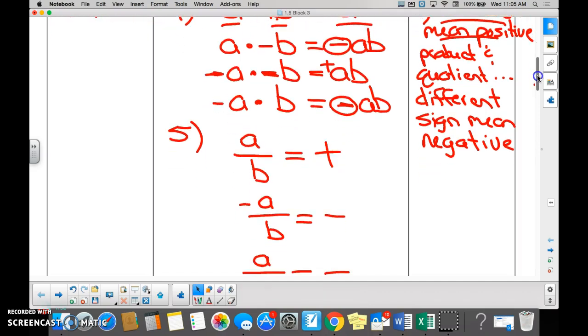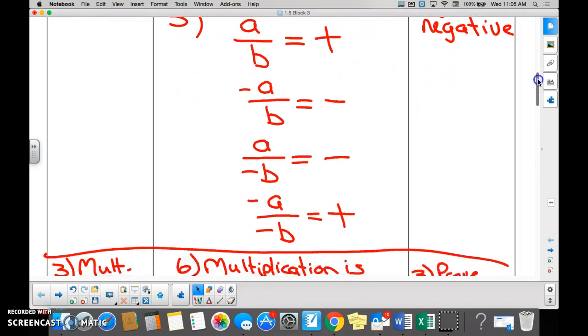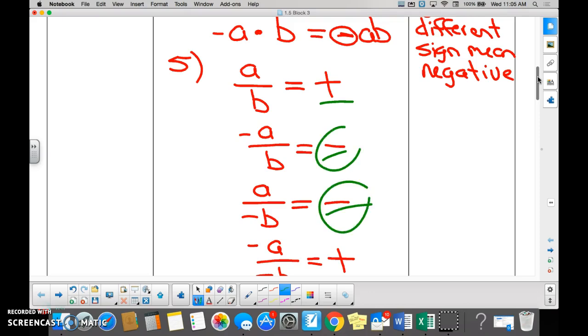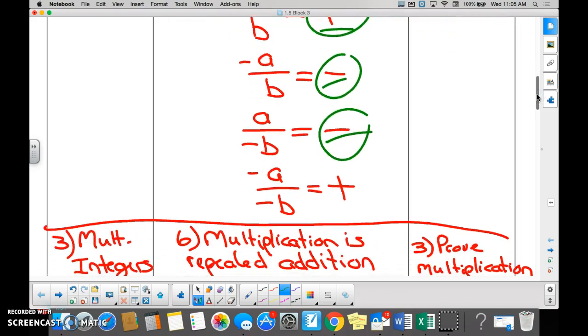And then division is the same thing. When I go through my division, I have a positive divided by a positive. What's the value? Positive. I have a negative divided by a positive. What's the value? Negative. I have a positive divided by a negative. What's the value? Negative. I'm going to circle these so it doesn't look like I'm making an equal sign. And what is a negative divided by a negative's value? Positive. The value of the answer is going to be positive for this last one. A negative divided by a negative is going to give you a positive answer.